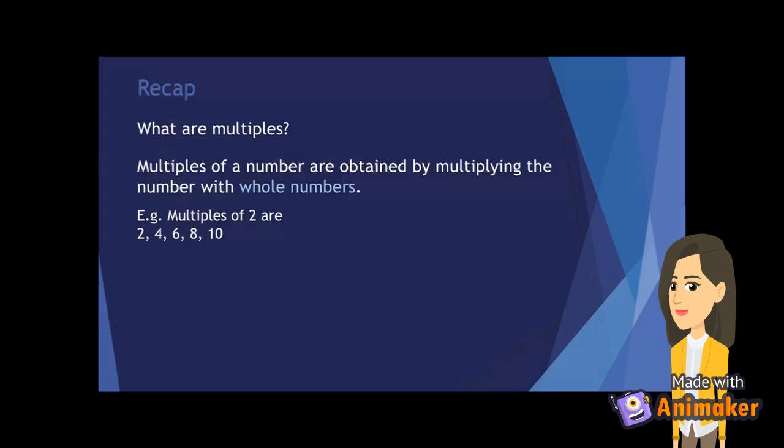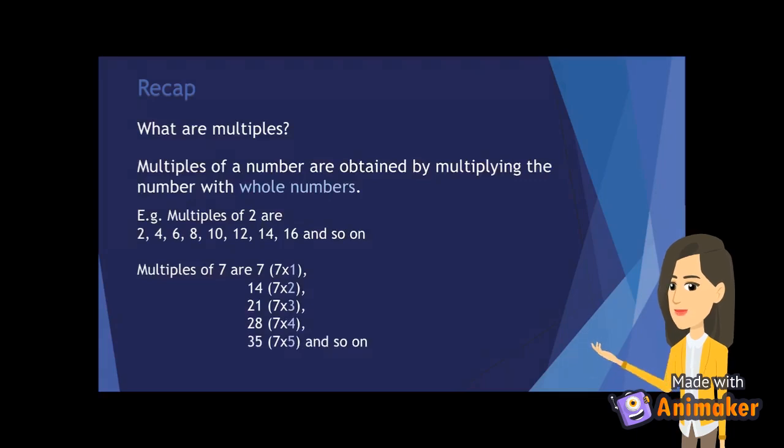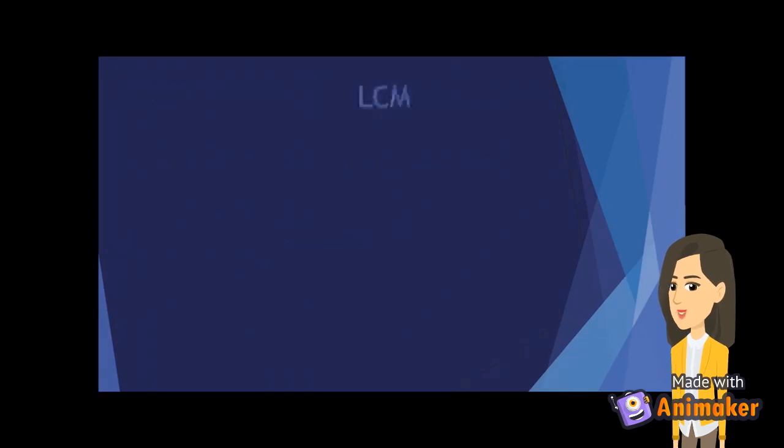So multiples of 2 would be 2, 4, 6, 8, 10, 12, 14, 16 and so on. Multiples of 7 here would be like this.